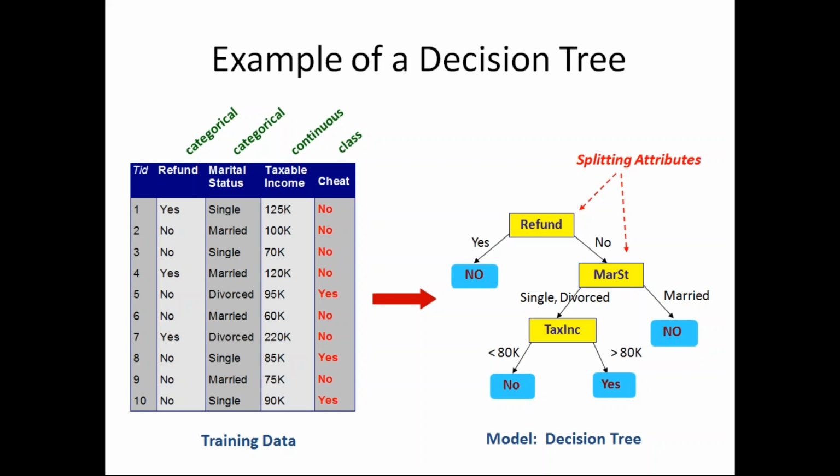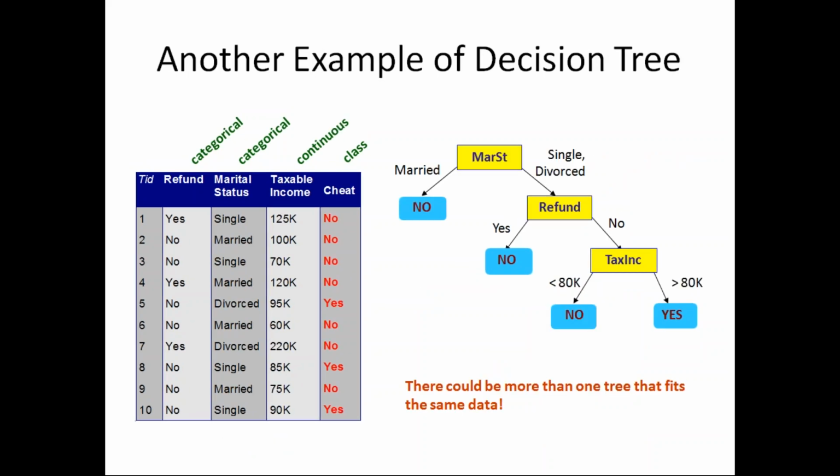But you may ask, why start with refund? Why not start with marital status itself? So yes, there can be another decision tree. There could be more than one tree that fits the same data. This is another tree from the same table where the marital status is considered first. Initially we consider marital status as the attribute, and if the guy is married, we say that he or she will not cheat.